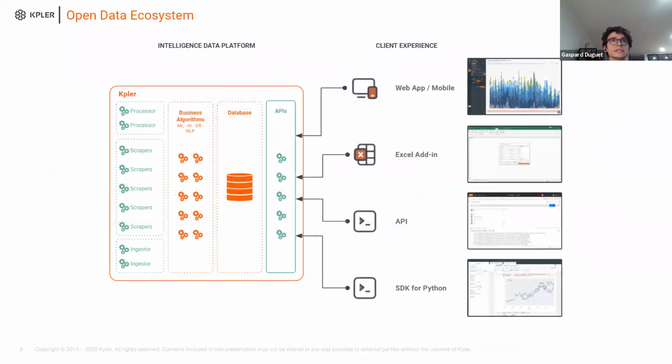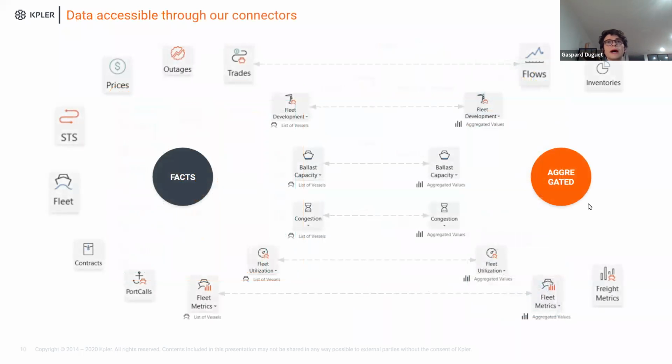So as Clerk was presenting, we have lots of intelligence that is done. He covered a few slides before the left side of this graph. So that's the logic, the data sourcing, how we process everything. We feed it to our database and then communicate it to our different solutions. These solutions are the web application, mobile, which is our historical one. We have the Excel add-in, API, and SDK for Python. So before we move on, I was just willing to present you a bit of what is available in terms of data.